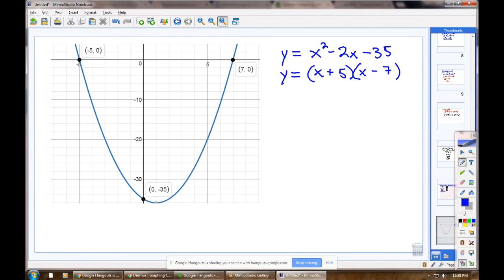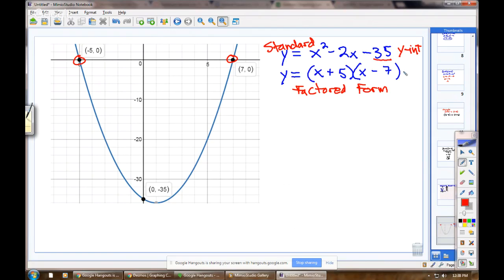Now the standard form is kind of cool right here, because this number right here is my y-intercept. And notice this point down here is the point 0, negative 35. So the standard form tells me the y-intercept. This one right here is called factored form. And the factored form is kind of nice because the factored form tells me the x-intercepts.